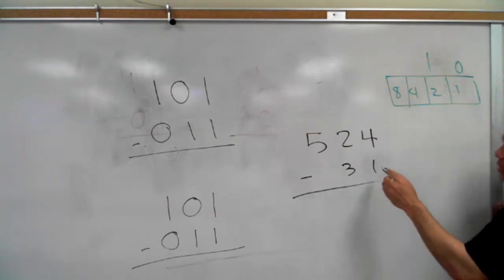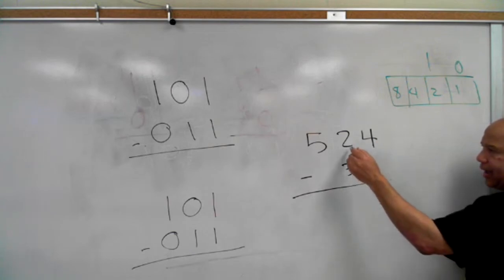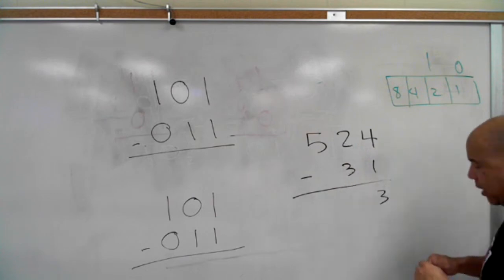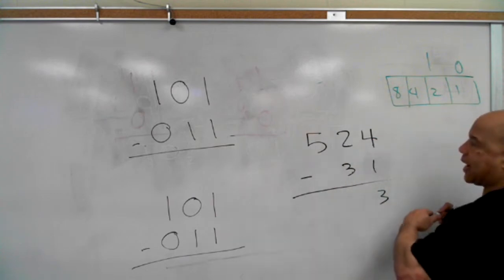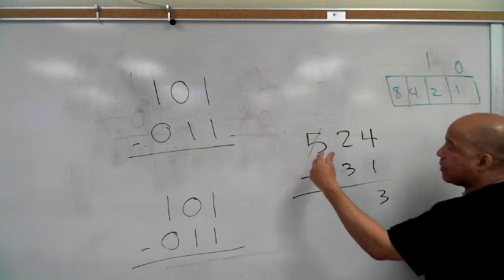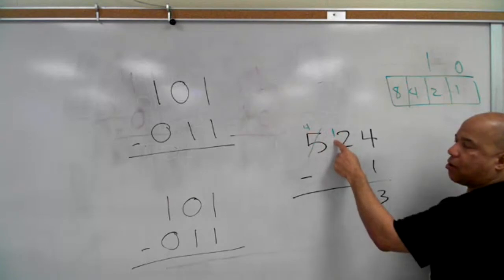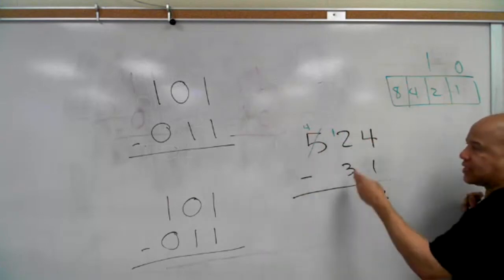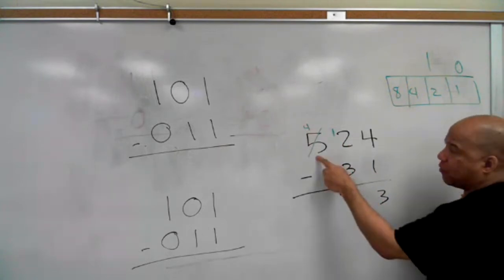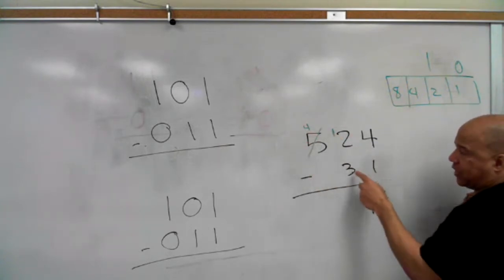I said, all right, I got 4 take away 1. Well, that's 3. I got 2 take away 3. Uh-oh, I can't do that. So what do I do? I come over here. I got to borrow 1 from here, which means that gets knocked down to a 4. And the 1 that I borrow isn't really a 1. It comes over to this column as a 10. So this is really a 12 minus 3. You borrow 1 from over here, it comes over as a 10. So I got 12 take away 3.